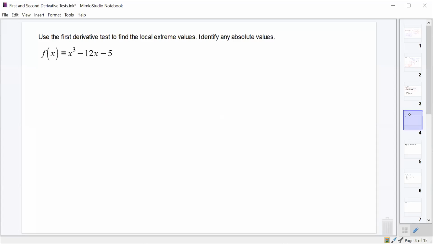Okay. So let's see if we can use these derivative tests to find all the local extrema and to identify which of those extrema might be absolute extrema also. Okay, so we're going to start with a nice easy one, x cubed minus 12x minus 5. What's the first thing we should do? Find the derivative. Wonderful. All right. F prime of x should be what? 3x squared minus 12. Excellent.